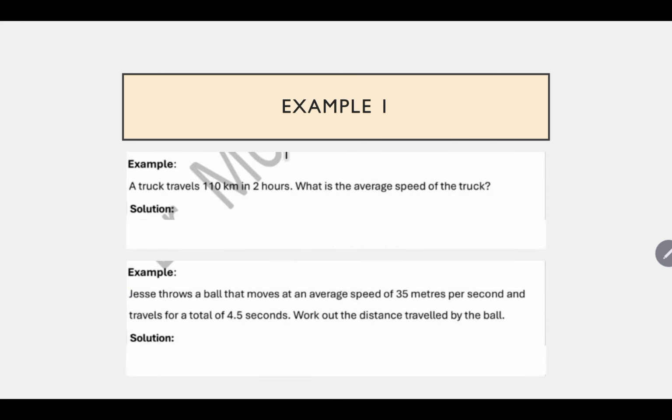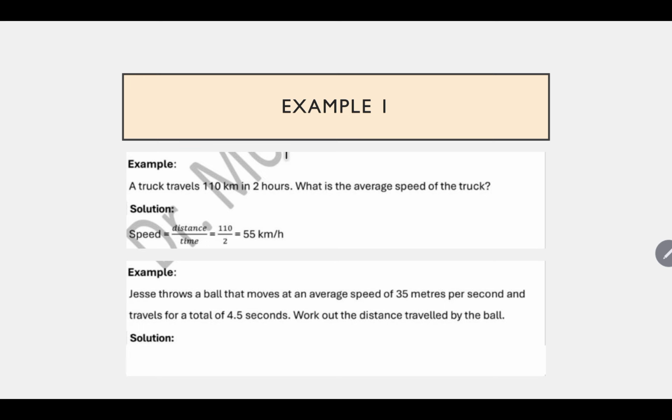Here are 2 examples. You may pause the video to do them on your own and then unpause to check the answers. A truck travels 110 kilometers in 2 hours. What's the average speed of the truck? Speed is distance over time, equals 110 over 2, giving me 55 kilometers per hour.